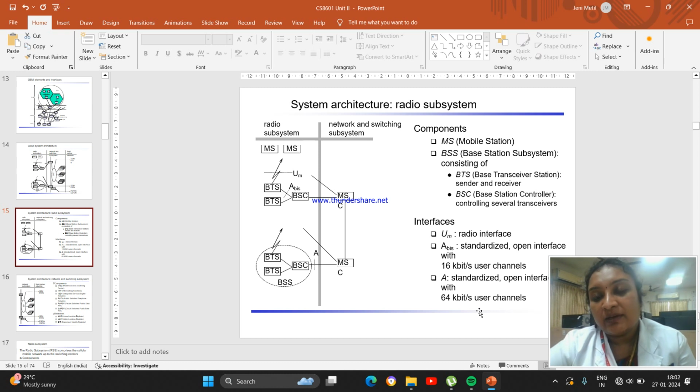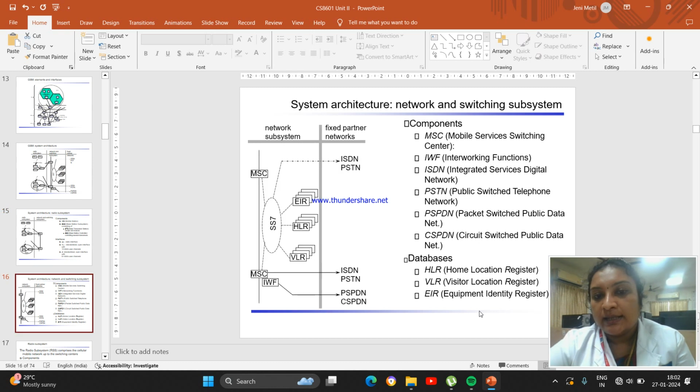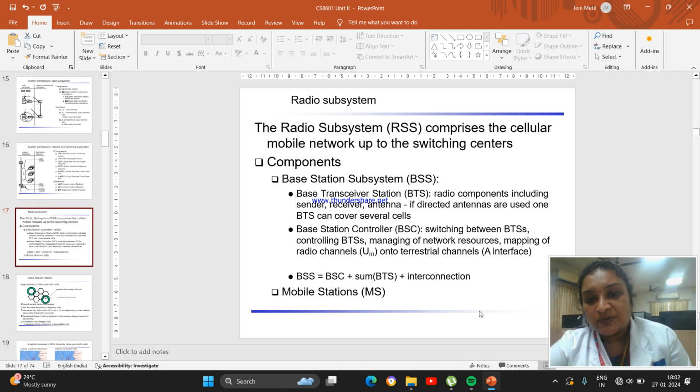In the radio system, we have the mobile station, the base station subsystem, then the interface. Among the components, we have the mobile services switching center, Integrated Services Digital Network, and Public Switched Telephone Network. Then we have databases like the HLR, the home location register, the VLR, the visitor location register, and the EIR, the equipment identity register. The radio subsystem comprises the cellular network up to the switching center. In the base station we use two things: the base transceiver station and the controller. The sum of the two along with the interconnection is called the base station subsystem.